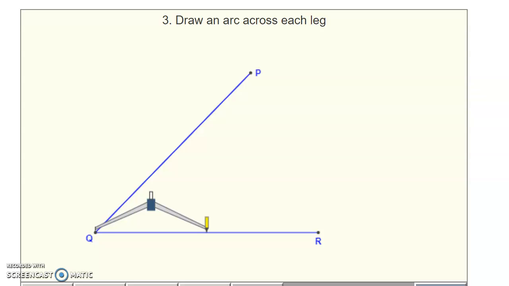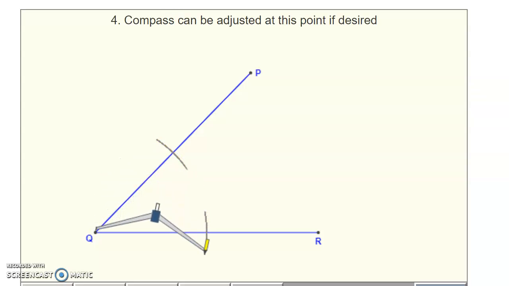You can either draw the arc straight across your whole angle, or as you'll see in this illustration, we'll just mark both legs of the angle with that compass at the same radius. Okay. Now, from here, you can adjust the radius of your compass if you'd like, but sometimes it's easier to just leave the compass at whatever radius you have. You can make it a little smaller, you can make it a little bigger, but either way, I like to keep it at the same radius.